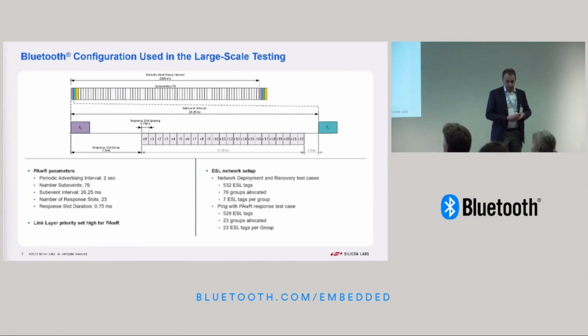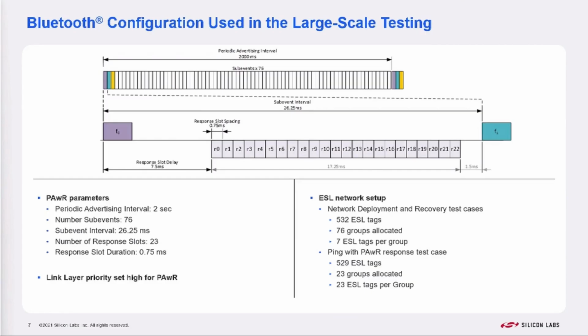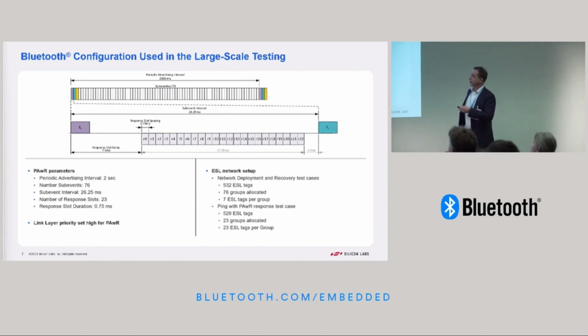In the testing that we did, there are a lot of parameters that you need to select with the PAWR. It's always a trade-off. It's super flexible for setting your network responsivity, power consumption, and scale. So we decided to start here. We use a 2 second advertisement interval, so every 2 seconds the same story starts again from zero. We set the PAWR train to hold 76 sub-events.